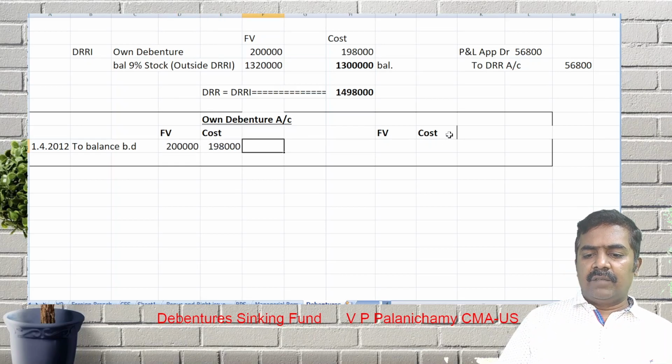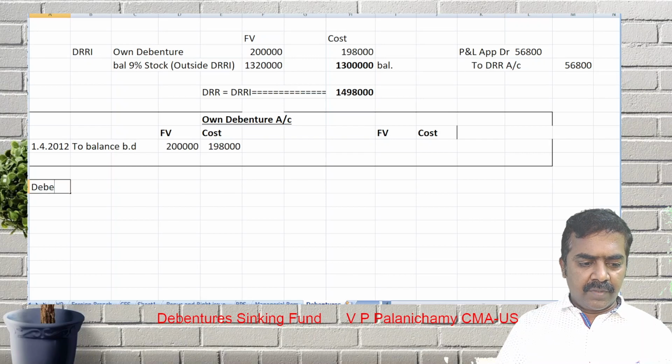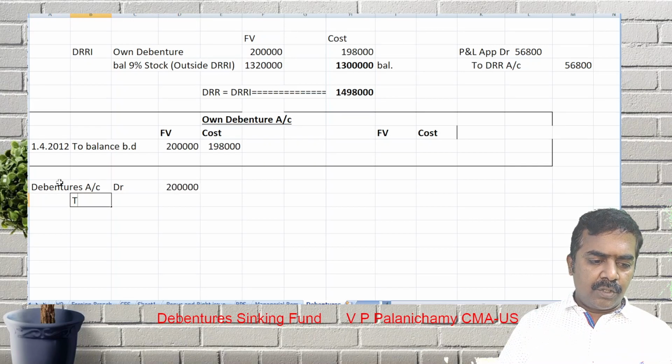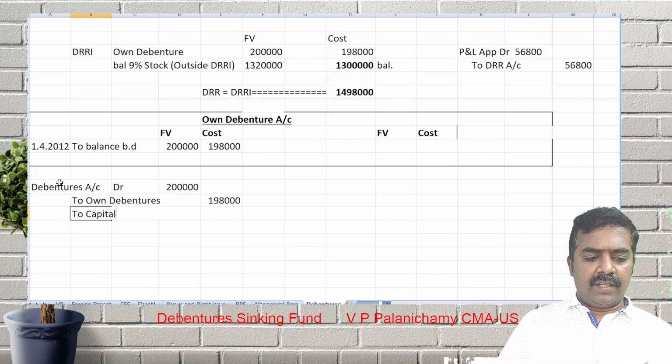வெயிட் பண்ணுங்க. வாட் இஸ் தி ஜர்னல் என்ட்ரி ஃபார் கேன்சலேஷன்? 31st March 2012 அப்போ நம்ம கேன்சல் பண்ணோம் டிபென்ச்சர்ஸ். என்ன கேன்சல் பண்ணுவீங்க? டிபென்ச்சர்ஸ் அக்கவுண்ட் டெபிட் டு ஓன் டிபென்ச்சர்ஸ் அக்கவுண்ட். என்ன என்ட்ரி பாஸ் பண்ணுவோம்? டிபென்ச்சர்ஸ் அக்கவுண்ட் டெபிட் எவ்வளவு ஃபேஸ் வேல்யூ? 2 lakhs. To which one? Own debentures. To own debentures எவ்வளவு இருக்கும்? 1,98,000 இருக்கும். The balancing figure will be transferred to what? Capital reserve.